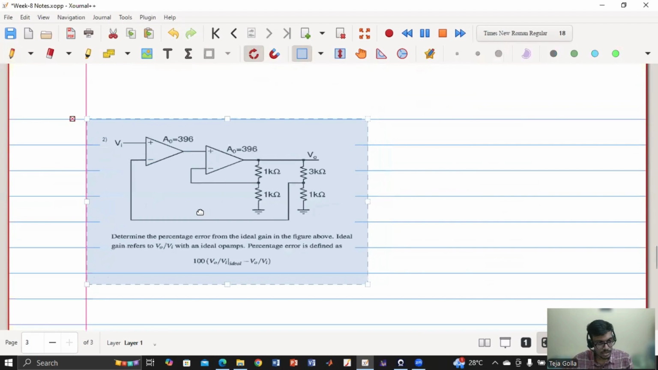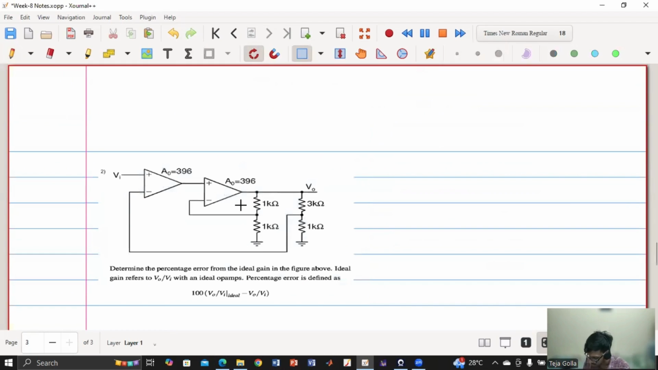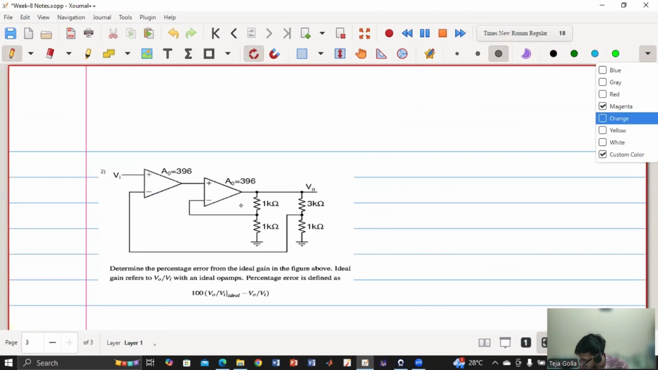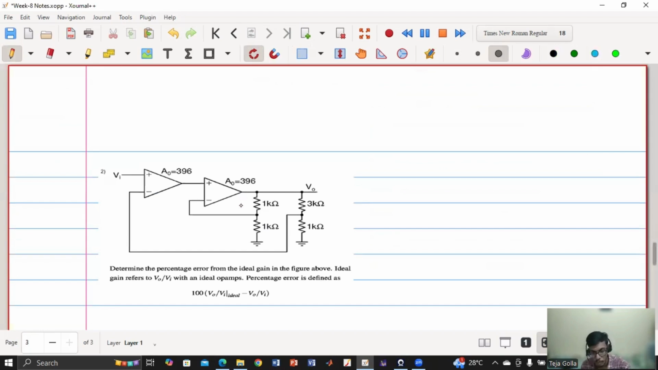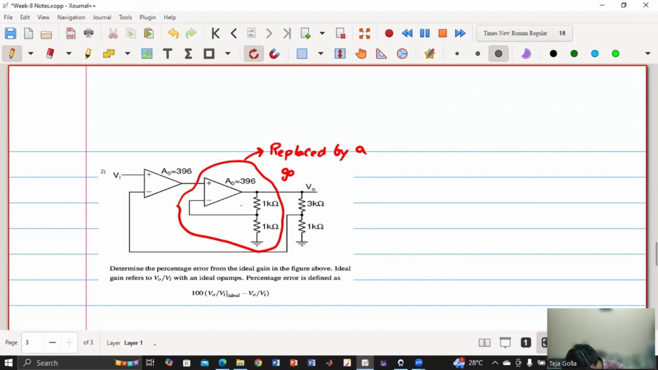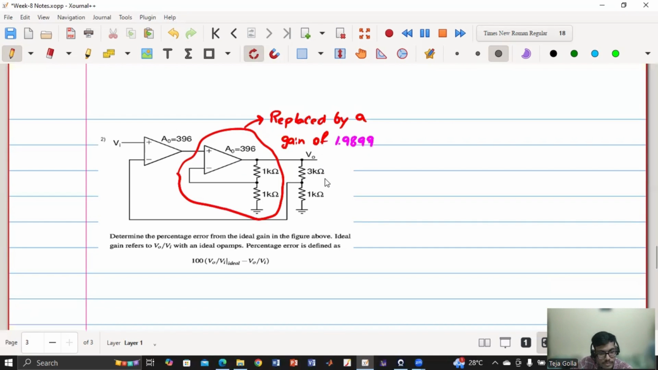What I was trying to say is internally this circuit was there, right? So previously it has two amplifiers, one op amp within the other. So now what I will do is this can be replaced by a gain of 1.9899. Agree? Agree? Yes, sir. Yeah.